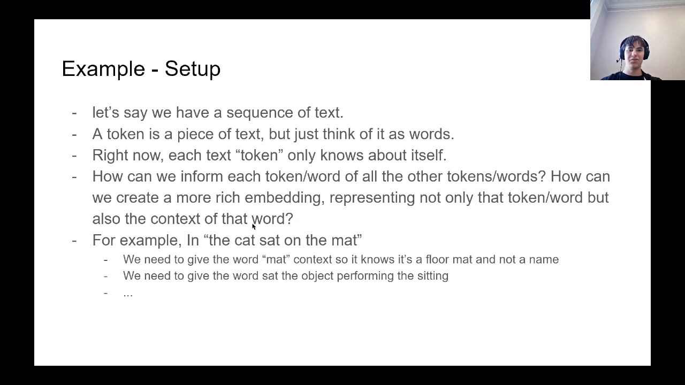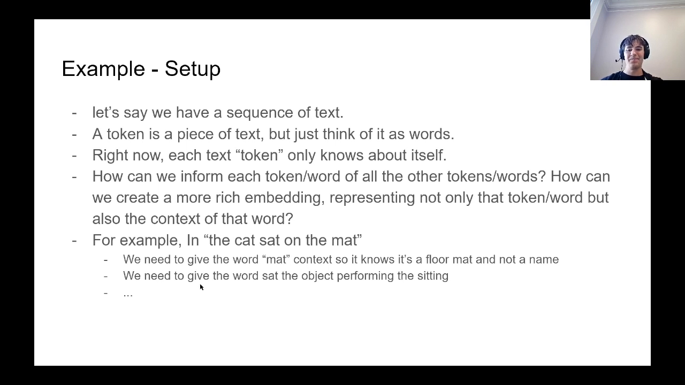Now, what we want to do is basically inform all the tokens of each other. We need to give, say, the mat context of what this mat object is. If I gave you the word mat, you could say it could be a floor mat, but it could also be the name of a person. You don't know which until I give you more context. If I say the cat sat on the mat, obviously that's a floor mat. But if I just say mat, you don't know which one it is. And yes, I think mat has 2 T's, but whatever.